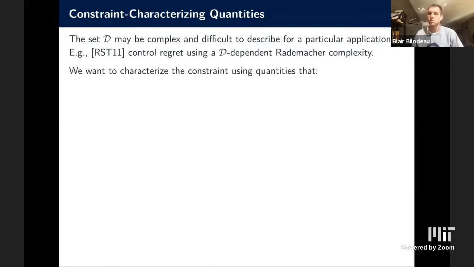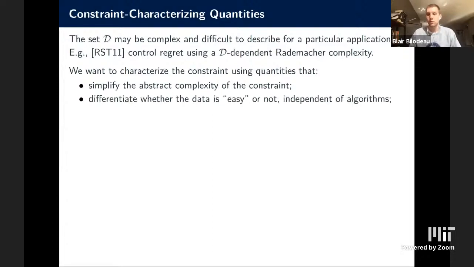And so we take a different perspective, which is that we want to characterize this constraint set D using quantities that satisfy a few key properties. The first of these properties is we want to simplify this abstract complexity. So we want to be able to visualize what this constraint looks like in more concrete terms. Second, these quantities should differentiate whether the data is going to be easy to learn or not. And it should do so independently of whatever prediction algorithm the player is going to use, i.e., data being easy is an inherent property of just the data, not of data-algorithm pairs. And this distinction is actually not often made in the literature or is glossed over. And finally, we want our quantities to be rich enough to yield matching lower and upper bounds on regret. It's not so useful if we define something to characterize it that really has no bearing on what the regret looks like.